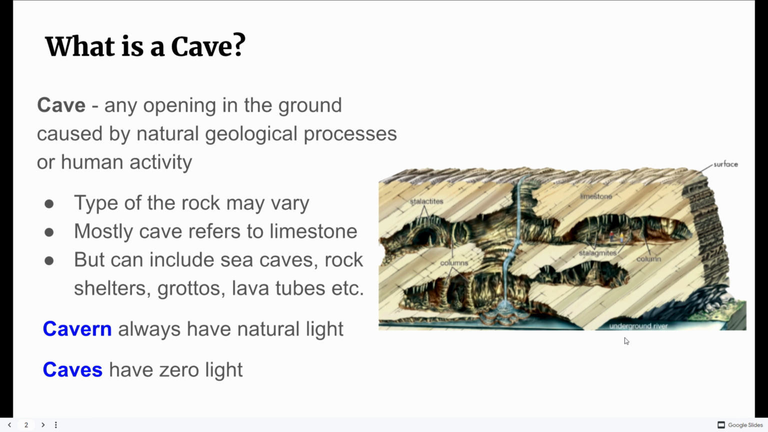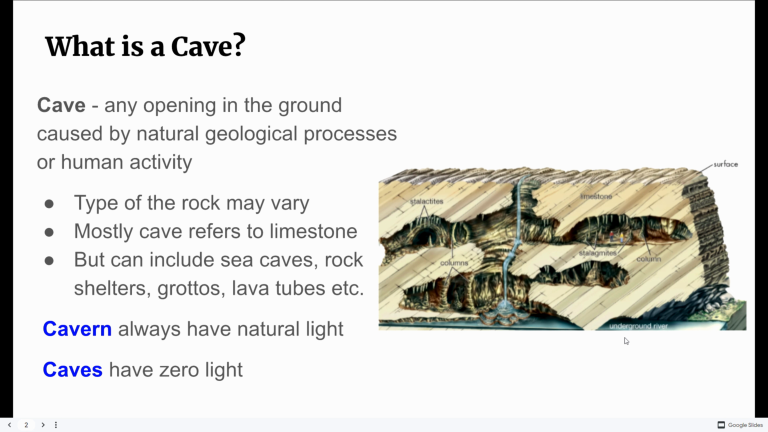Most of the ones that are in our area are made out of limestone. They can also be made out of marble, gypsum, dolomite, several types of materials that are very soft. You can have caves made out of other types of materials. If you have sea caves, those are generally going to be harder rocks, but they're being pounded away at by the ocean waves. You can have grottos, rock shelters, lava tubes. We're going to talk about several different types of caves today.